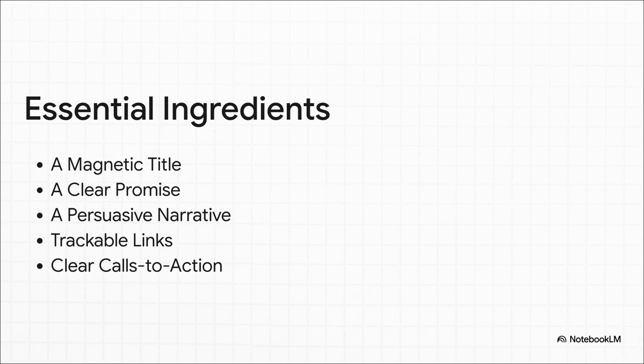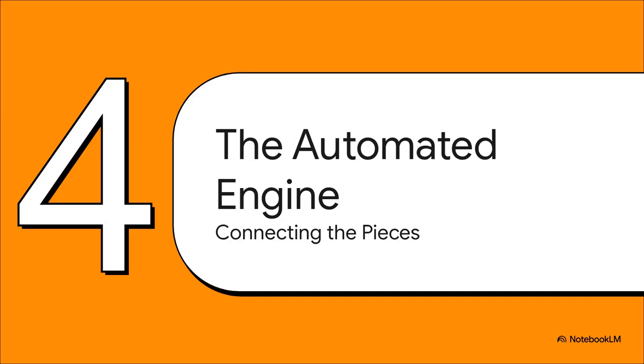Every one of these high-impact PDFs needs these 5 key ingredients. You need a magnetic title to grab attention and a crystal clear promise of the value inside. The content itself can't just be facts. It has to be a persuasive story. And most importantly, you have to have trackable links and super clear calls to action that guide your reader to the very next step.